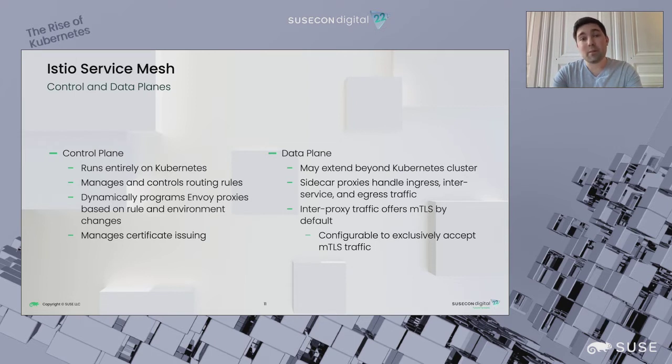The data plane is made up of the proxies themselves, so the sidecar containers running in your pods. It also can extend beyond your Kubernetes cluster to other external applications, but we won't go too much into that today. Generally speaking, Istio will use mutual TLS, mTLS, between all of the sidecar proxies.